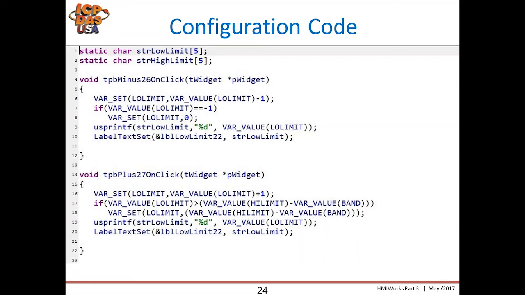For the plus button, from 9.14 to 9.20, when we press the plus button, we will add 1 to it, and then check the low limit is 20 lower than the high limit. If not, we'll keep low limit at high limit.